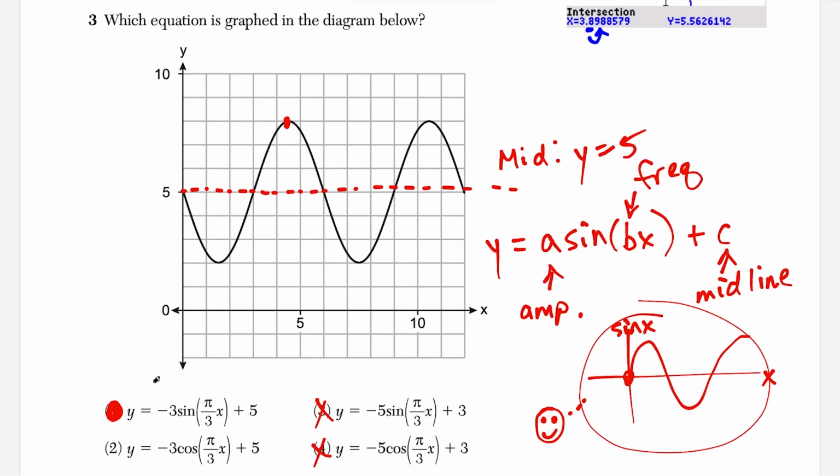Why isn't it cosine? Well, because cosine starts either at the maximum or the minimum. It doesn't start on the midline like this. So if I was thinking about, let's say, a cosine curve, I just draw that off to the side. A cosine curve, the standard one here starts at 0, 1, it goes down and then back up again. So if I had negative cosine x, it would start at the minimum and it would go up like this. So that's how, without a calculator, I know that it's going to be choice 1.